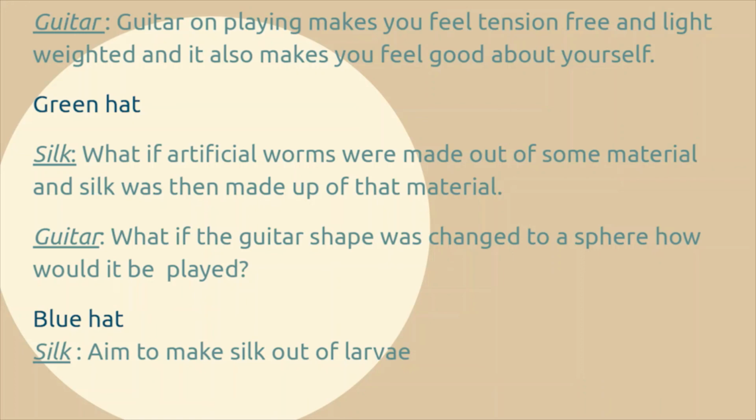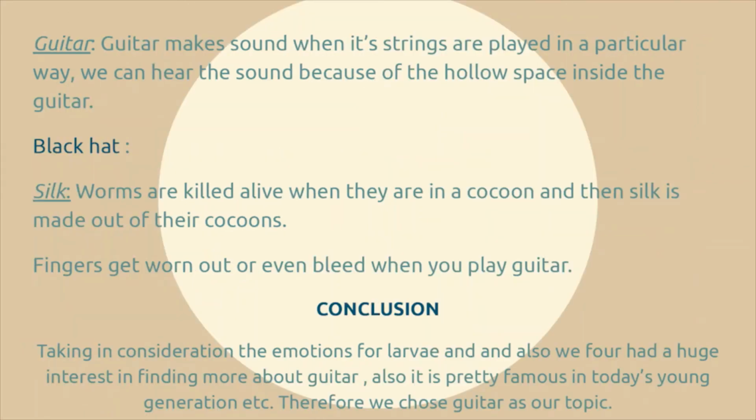Blue hat. Silk. Aim to make silk out of the larva. Guitar. Guitar makes a sound when its strings are played in a particular way, where we can hear the sound because of the sound box.